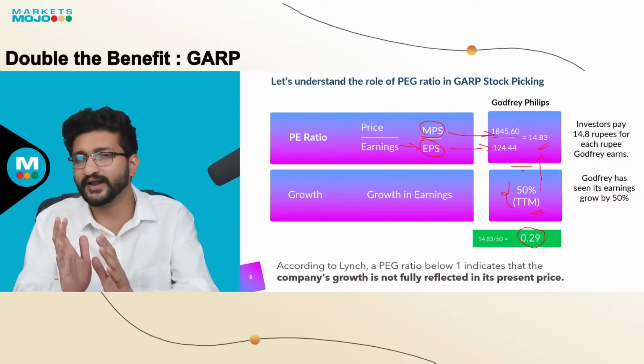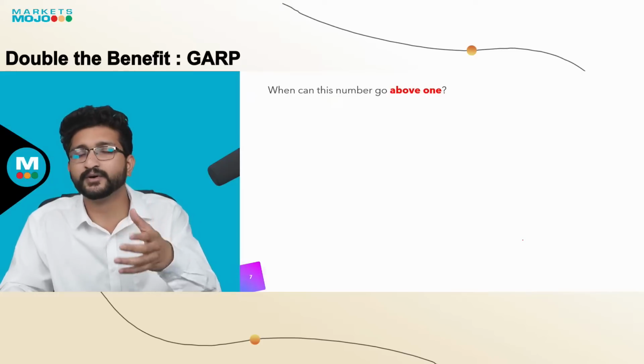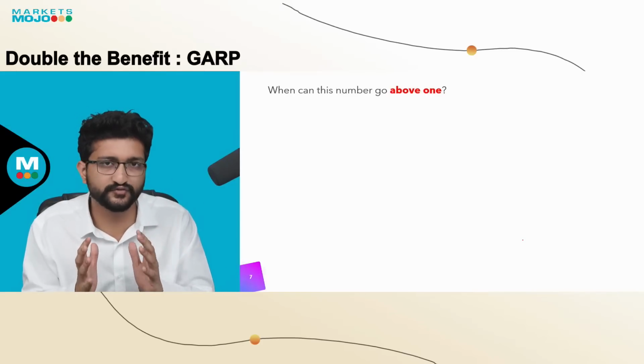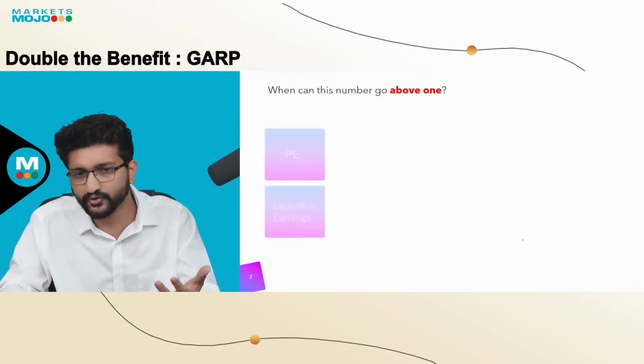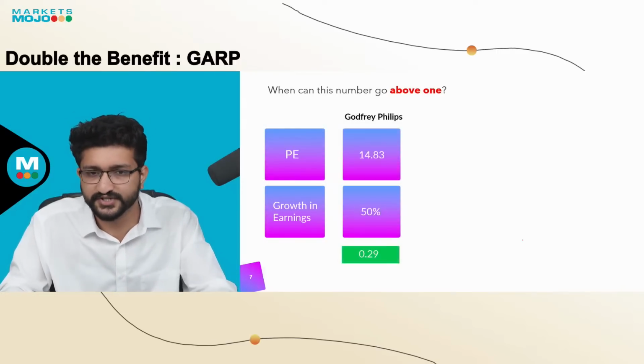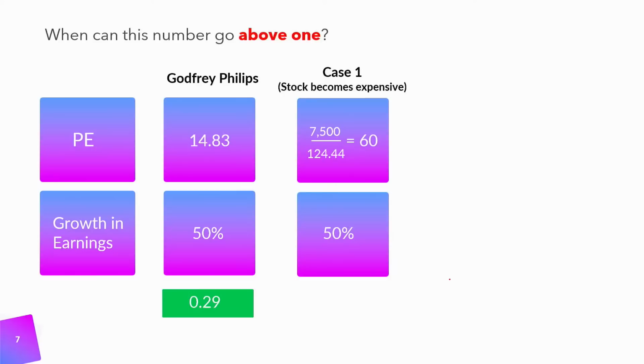Now, I think this is just one example. Let me give you a few cases so that you get more clarity. Now, we are searching for stocks where the PEG ratio is below 1. When can this number actually go above 1? Let's look at two different cases. Again, I'm plotting the PEG ratio, which we got as 0.29. But let's look at this case. Let's say the stock becomes expensive. From the 1,500 range, it becomes 7,500. Now the PE ratio becomes 60 and the PEG ratio goes above 1.20.